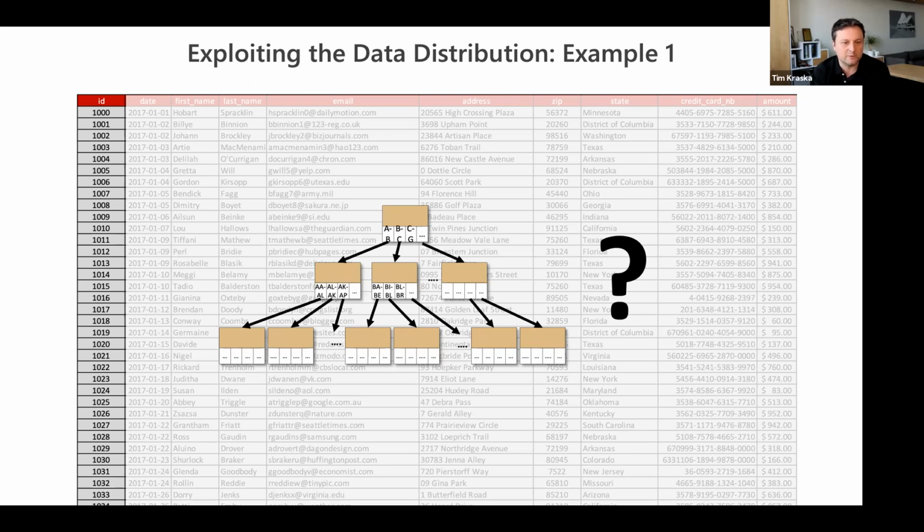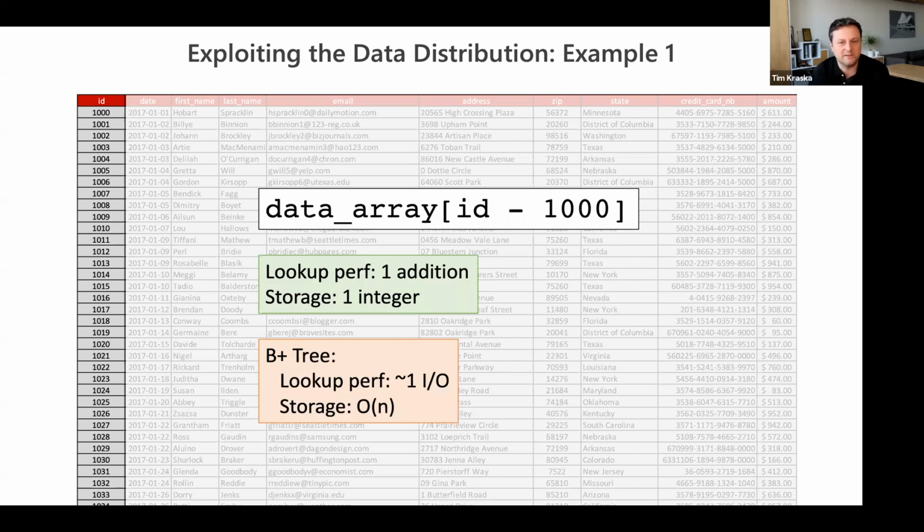But if you just look at the order IDs and you know that they're auto increments, probably much easier would be a direct offset calculation. So given ID minus 1000, you know exactly where in this array of orders the data is. And now the lookup performance is just one addition, it's O(1). It has a storage overhead of 1 integer. And if you compare that to a B tree, of course, it's much worse, right? Because for this particular case, looking up a key is trivial, given that we know they're all auto increments and they start at 1000.